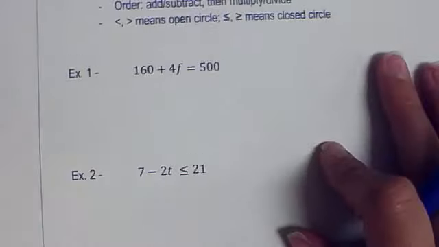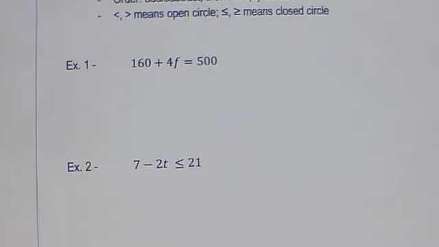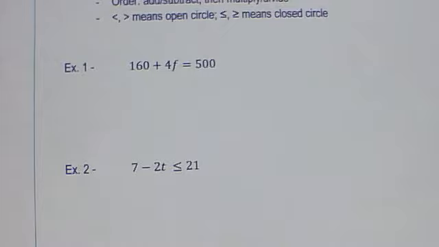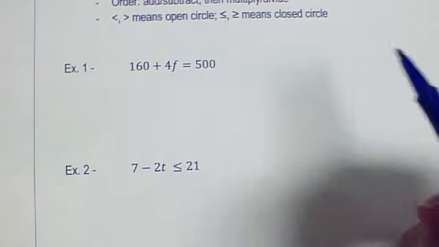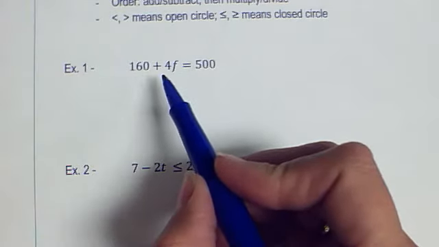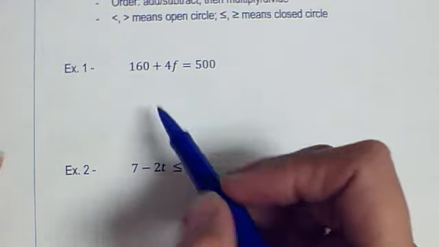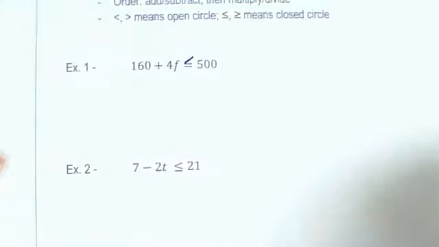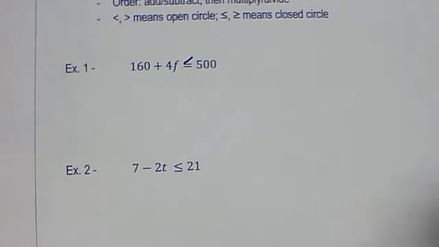For example number 1, we have 160 plus 4f equals 500. Normally in class I would be asking you, what is happening to the f? The f is being multiplied by 4 and being added by 160. Now one thing, I do have a typo in my paper, I'll fix that in yours. This should be less than or equal to. So that's what's happening to f.